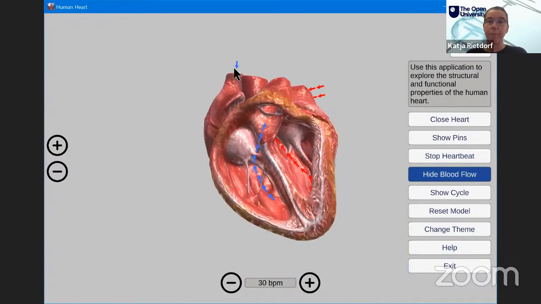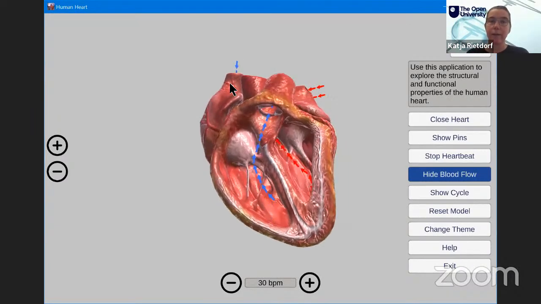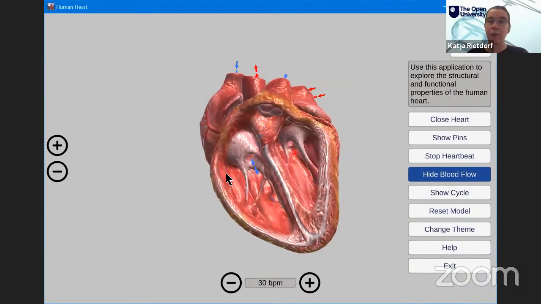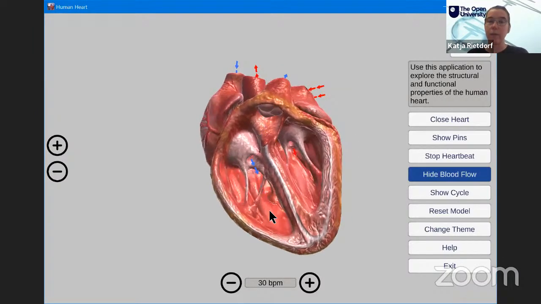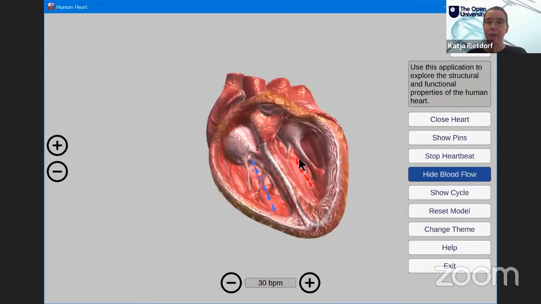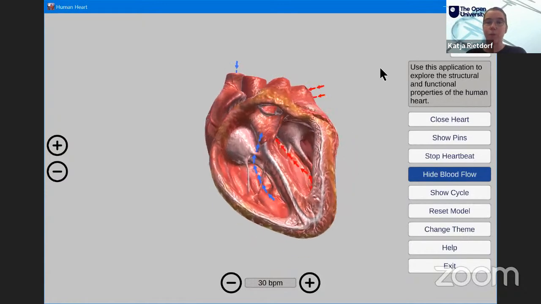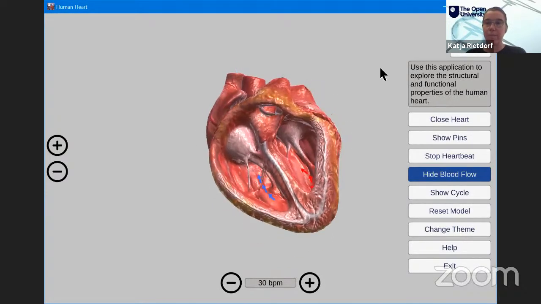So we see in blue deoxygenated blood, which has a low oxygen content. It comes from the body into the right atrium, into the right ventricle, then leaves the heart here, goes into the lungs. In the lungs, the blood takes up oxygen, returns via the left atrium into the left ventricle, and then it is moved via the aorta into the body and distributed throughout the whole body to deliver oxygen to all the organs and tissues in the body.